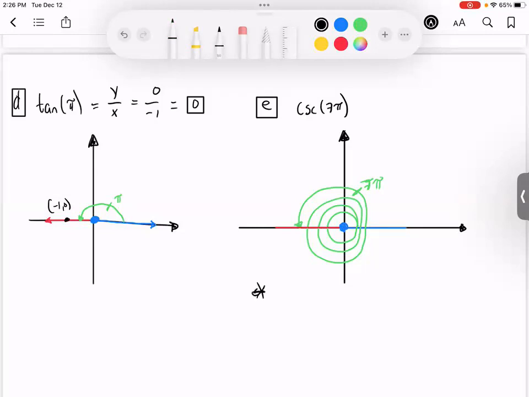So what we have here is 7 pi coterminal to pi. Therefore, cosecant of 7 pi, by the definition of coterminal, is equivalent to computing cosecant of pi. Wait, hold on. Yes, 7 pi is coterminal to pi. So cosecant of 7 pi is equivalent to cosecant of pi.